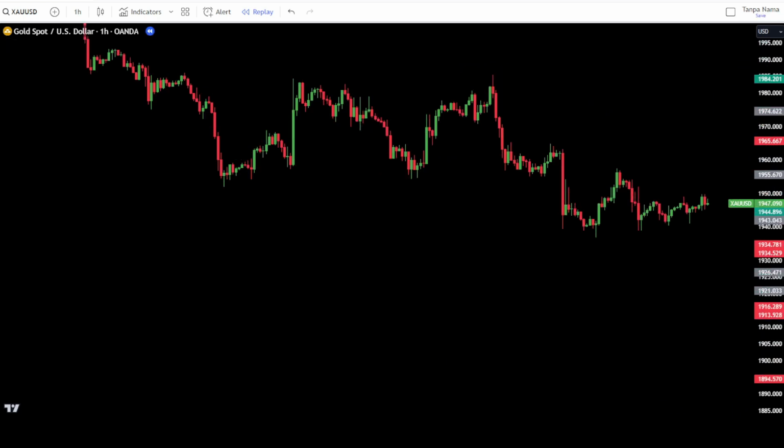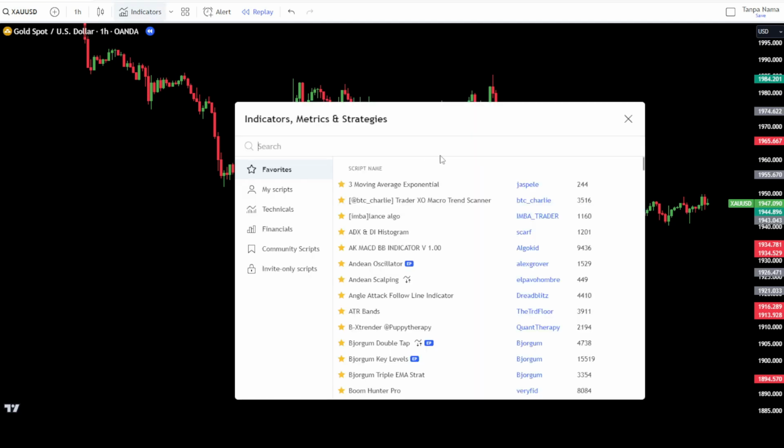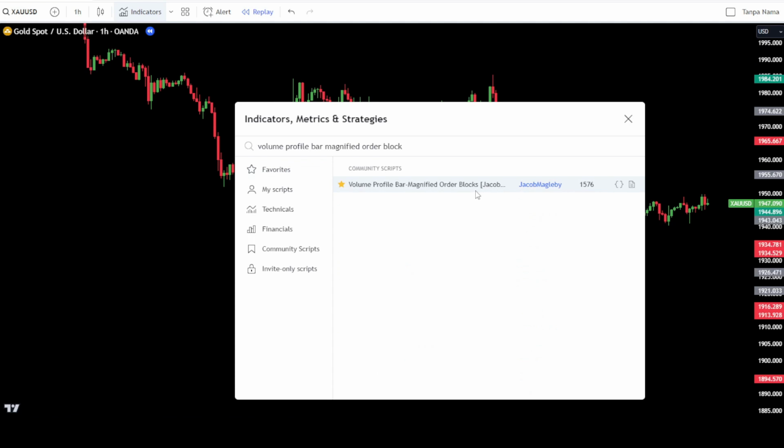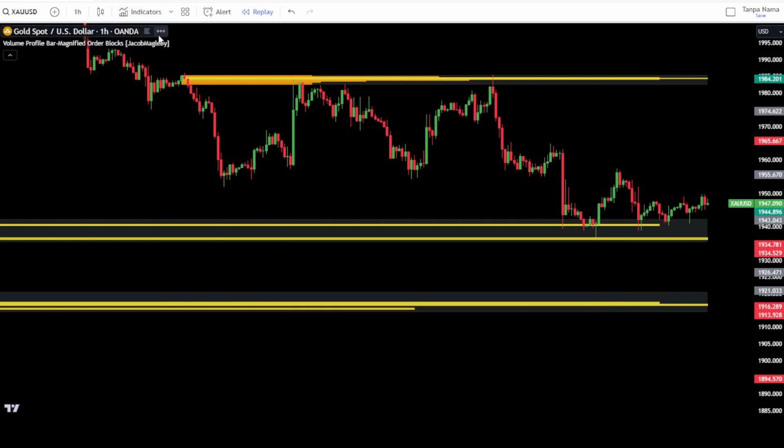To use this trading strategy, you just need to access the TradingView platform. Then, go to the Indicator Search tab and type Volume Profile Bar Magnified Order Block, selecting the one from Jacobmagleby. After that, go to the Indicator Settings tab.